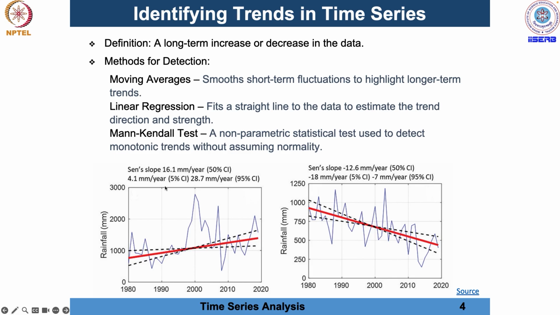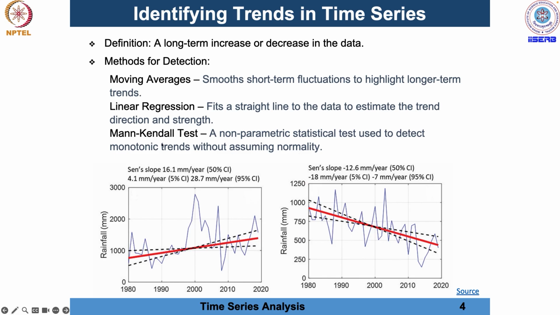Then another test is called the Mann-Kendall test. The Mann-Kendall test is a very important test, a non-parametric statistical test, which means it does not assume any kind of probability distribution prior to applying the test to the data set. Therefore it is called a non-parametric statistical test. It is basically used to detect monotonic trends without assuming normality or normal distribution.